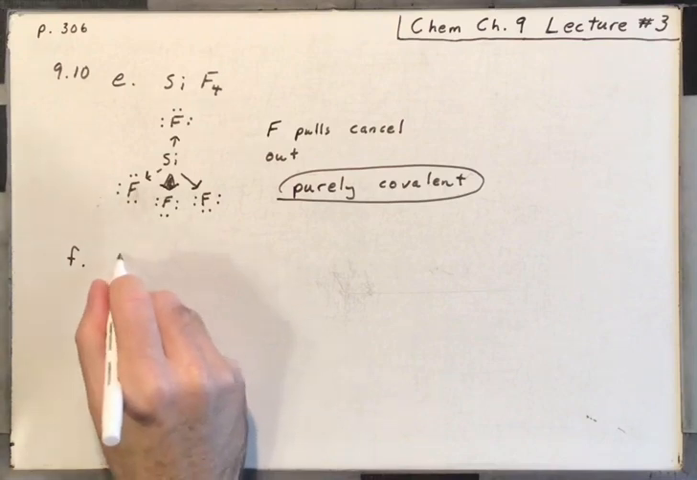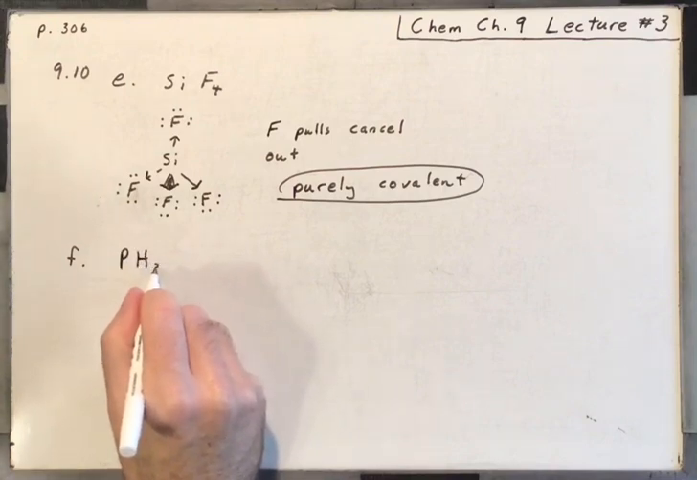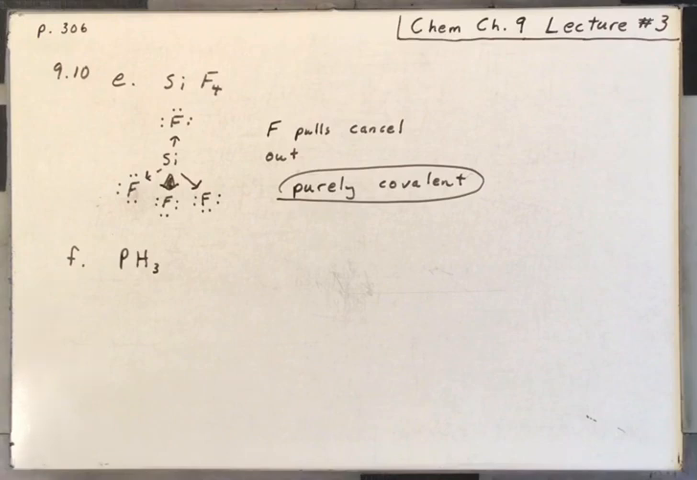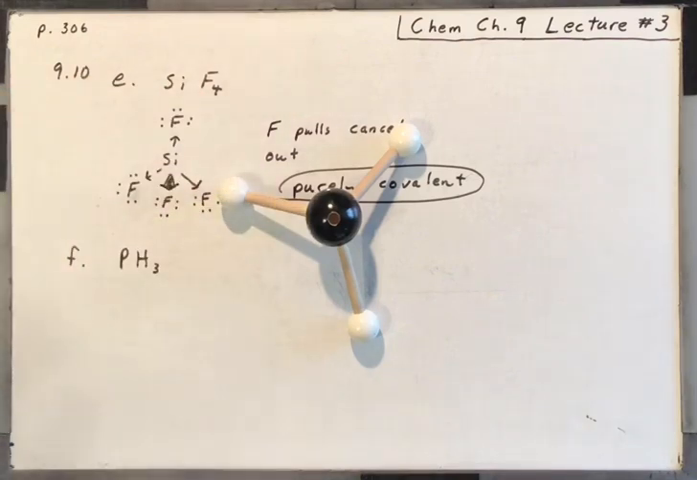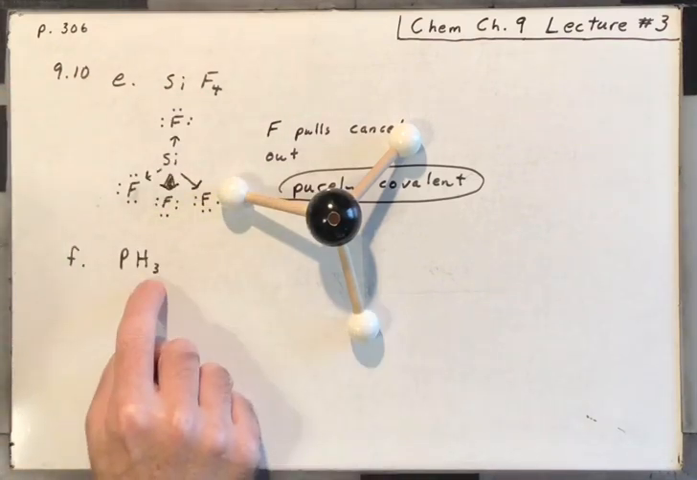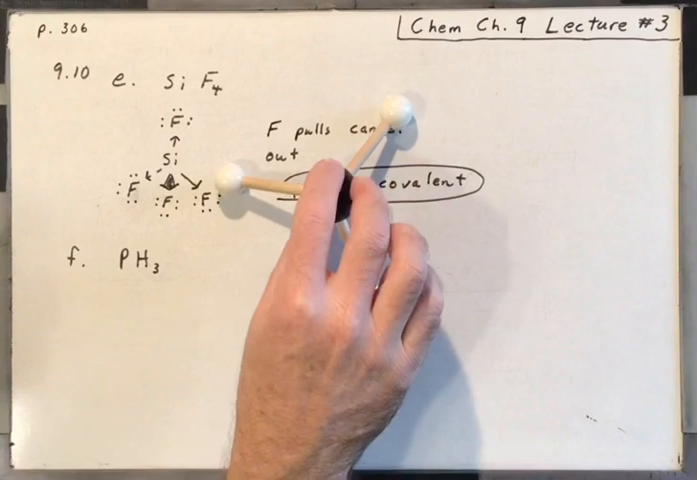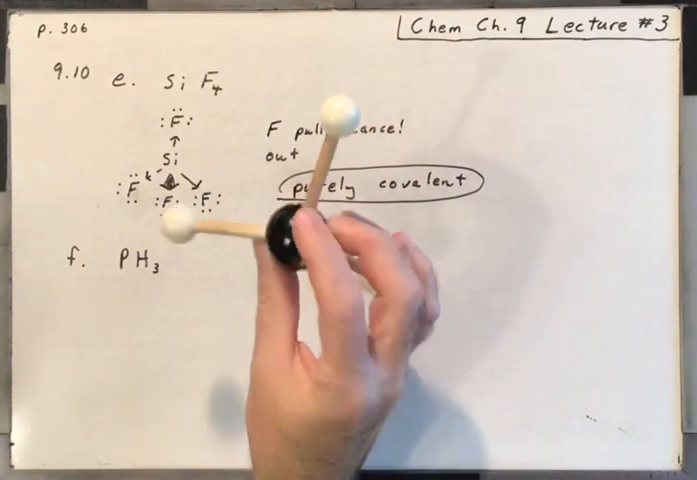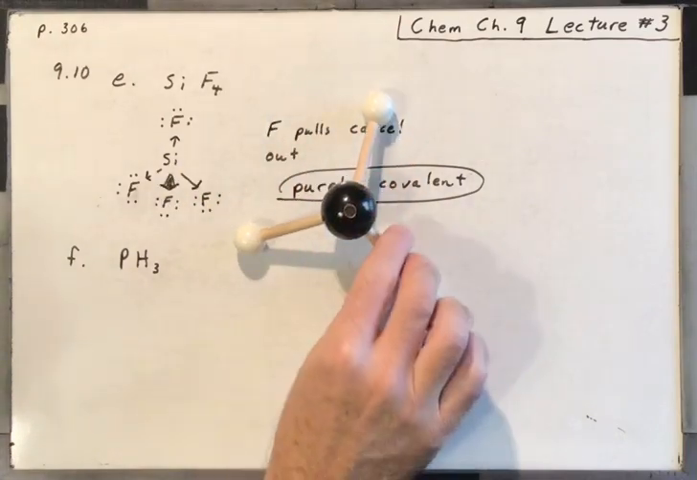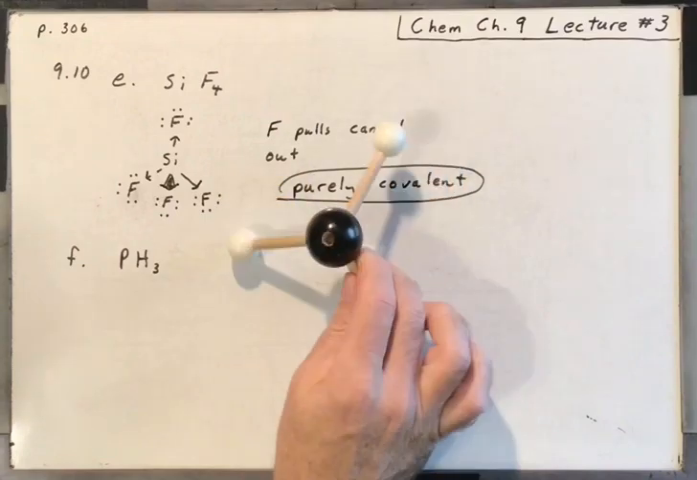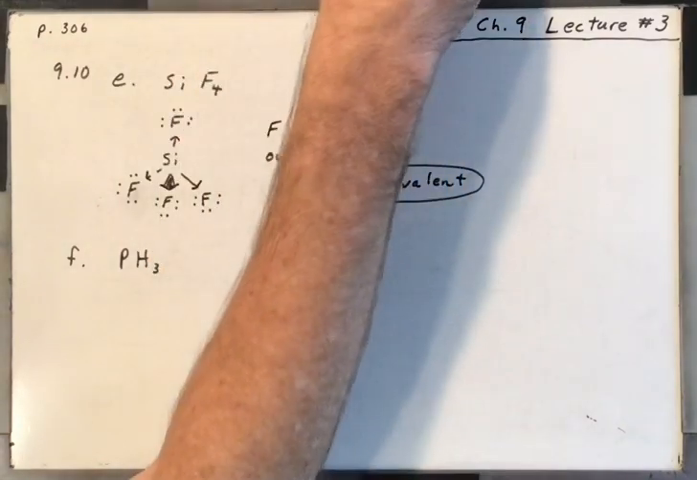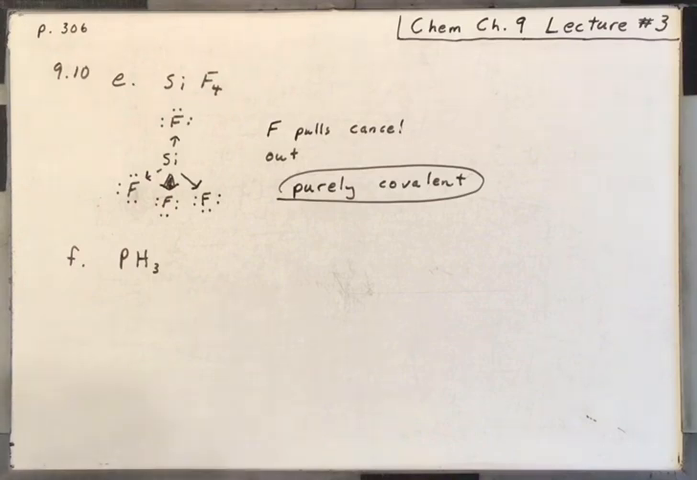All right, in F we have PH3. I think we drew this yesterday. I think it's in your notes. So look at PH3, and while I am getting the model, you tell me what shape you think it is. All right, did you guess that shape? Each hydrogen can only take a single bond. We have a phosphorus in the middle. So 3 single bonds around a central atom gives us a pyramidal shape.